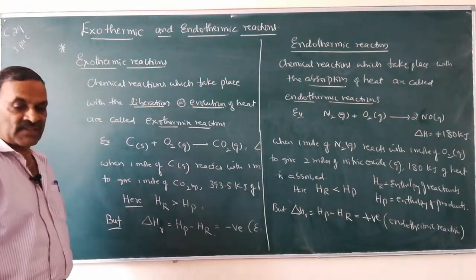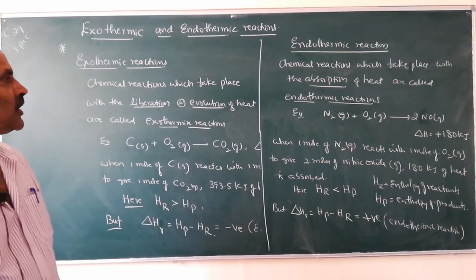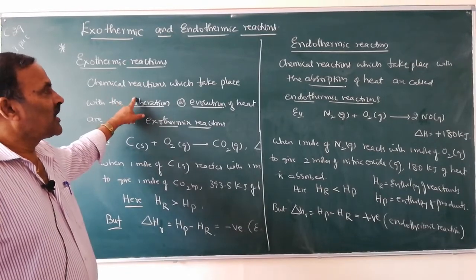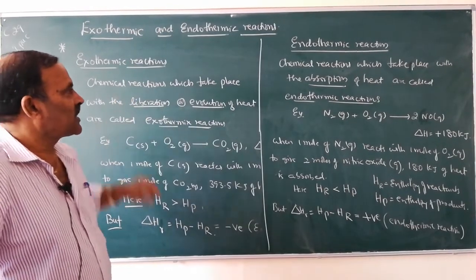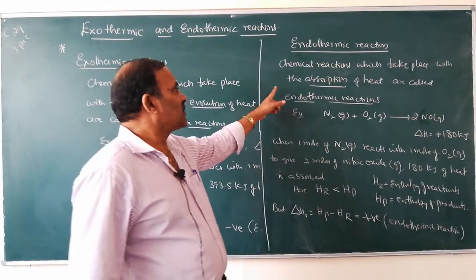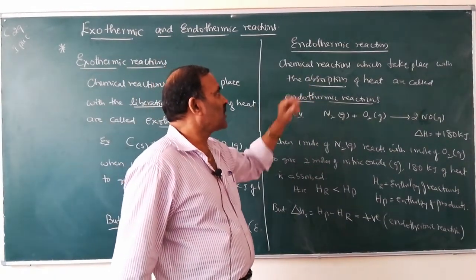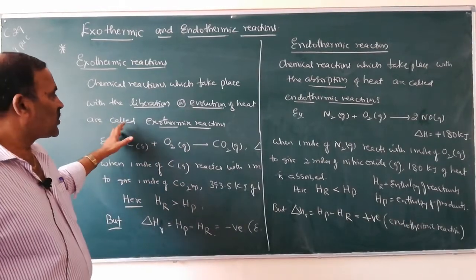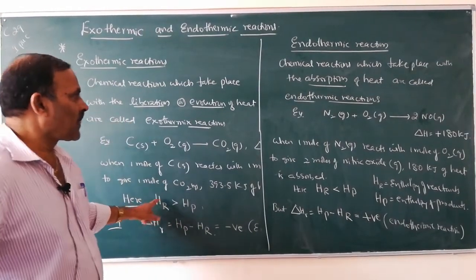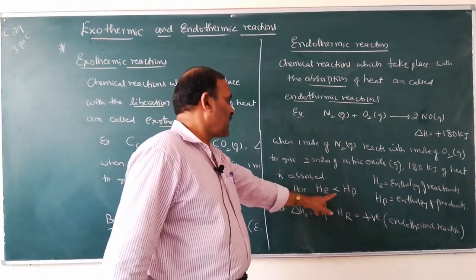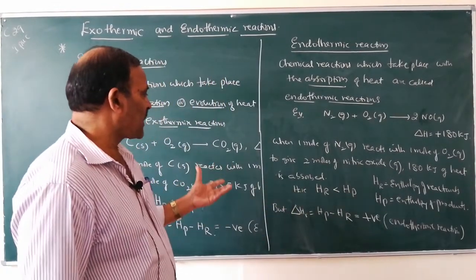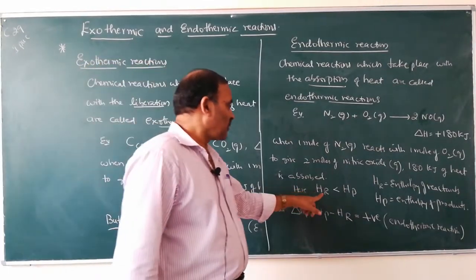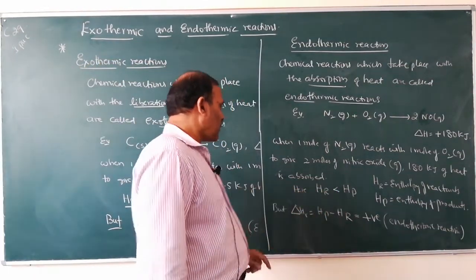So this is the difference between exothermic reactions and endothermic reactions. Reactions which take place with the liberation of heat are called exothermic reactions. Reactions which take place with the absorption of heat are called endothermic reactions. Here HR is greater than HP, that means enthalpy of reactants is greater than enthalpy of products. Here enthalpy of reactants is less than enthalpy of products.